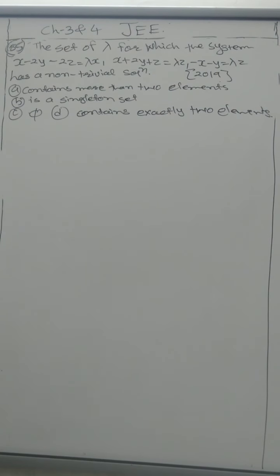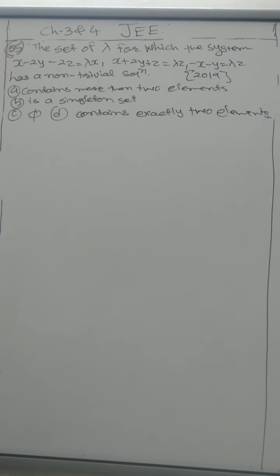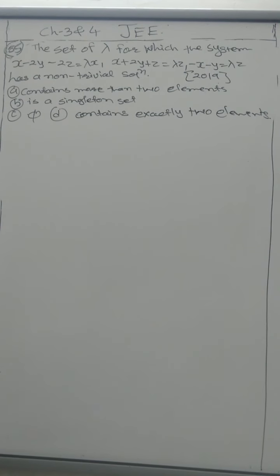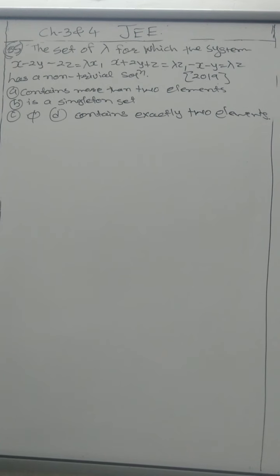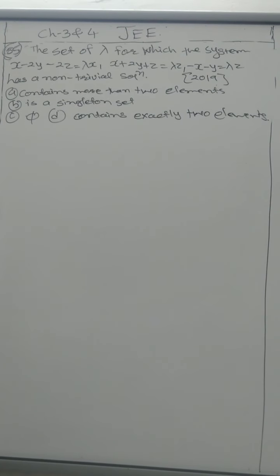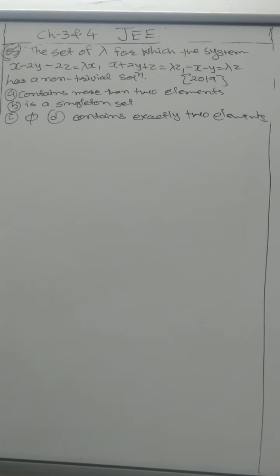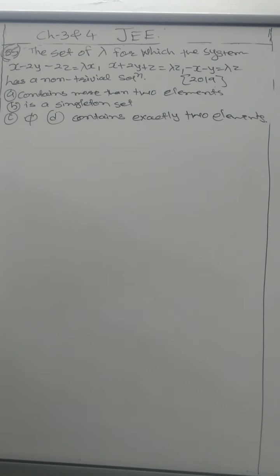85. The set of lambda for which the system x minus 2y minus 2z equal to lambda x, x plus 2y plus z equal to lambda y, and minus x minus y is equal to lambda z has a non-trivial solution. 2019 question is there, and options A, B, C, D are: contains more than 2 elements, singleton set, null set, and exactly 2 elements.